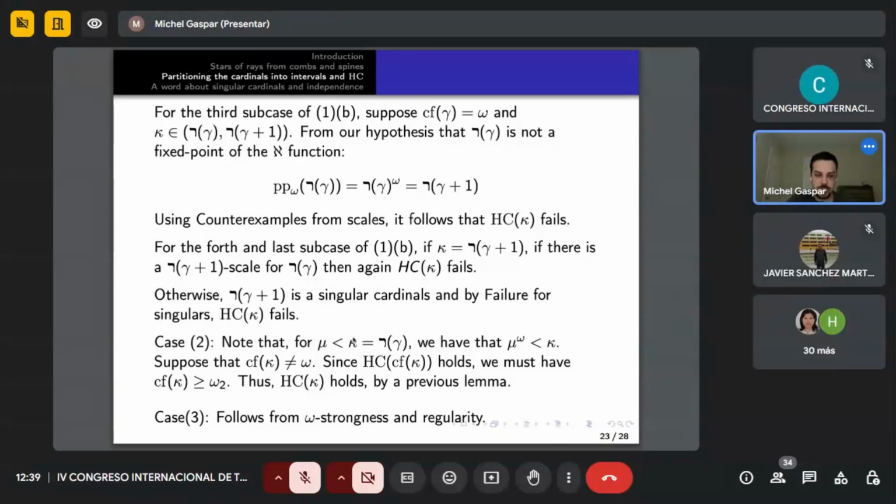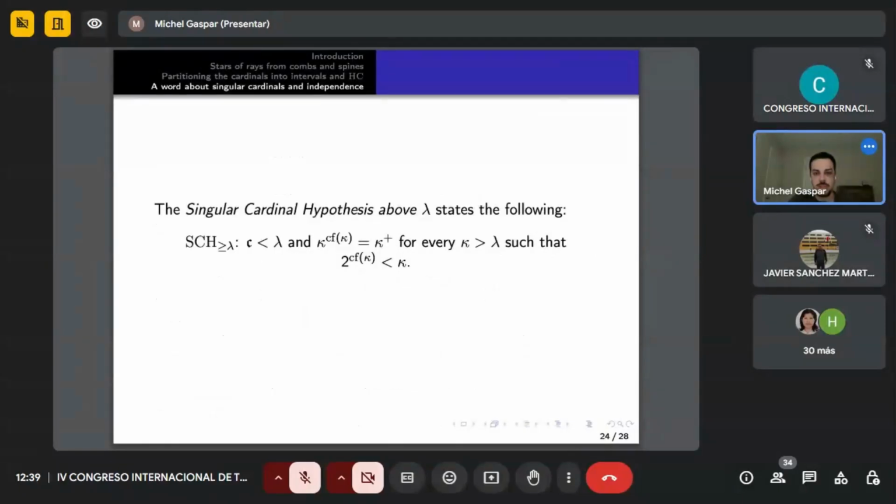Okay, so there is also case 2, which is a little technical, whether it depends on the cofinality. And the last case only follows from the fact that the cardinal is regular and omega strong. We already have proved this lemma. So that was it. Here, some comments about independence, but I think I'm going to finish here.